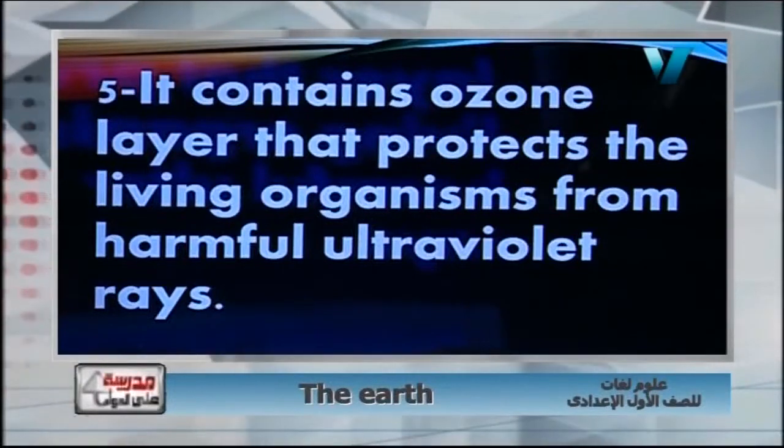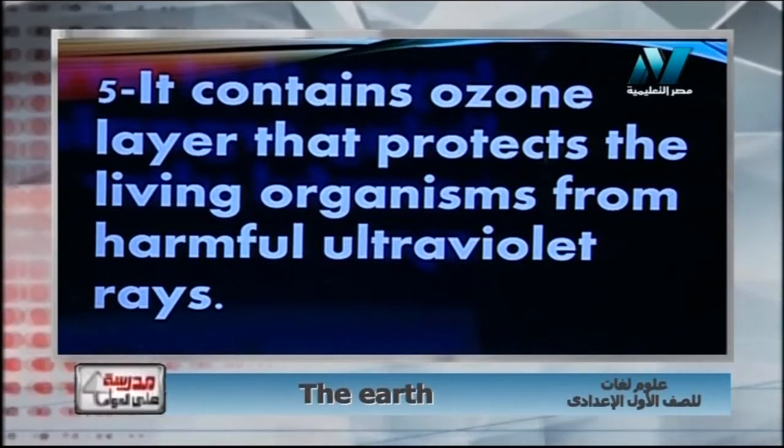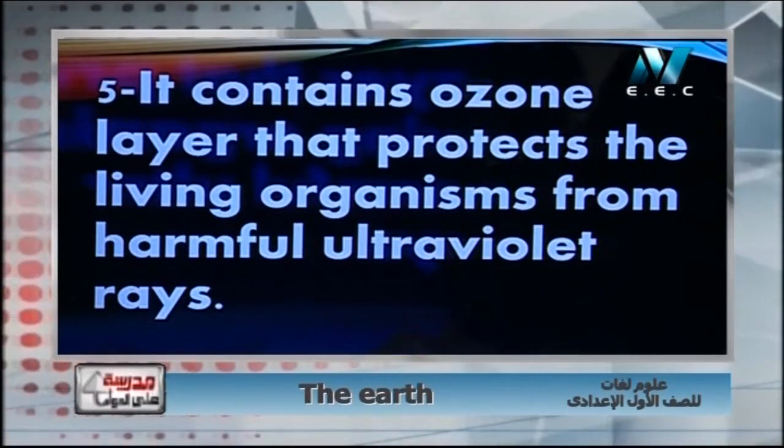Okay, another importance, number 5. It contains the ozone layer. What is the importance of the ozone layer? A lot of times we hear this term, ozone layer, on TV and on radio, maybe from the science teacher. What does it mean? The ozone layer is a layer that extends from 20 to 40 kilometers above sea level, and it surrounds the earth, and it protects the earth from the harmful radiation of ultraviolet rays.